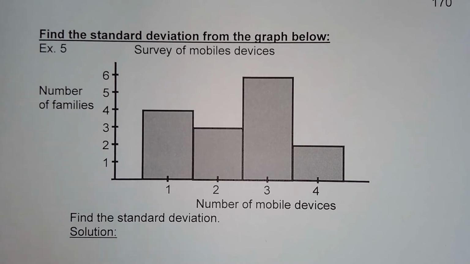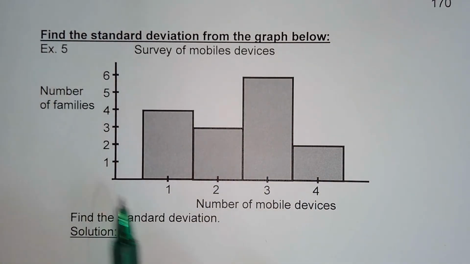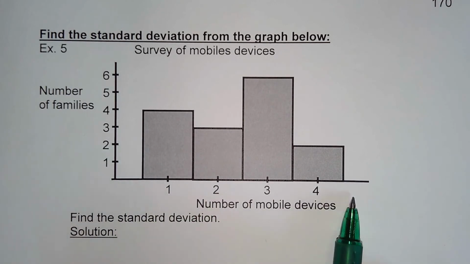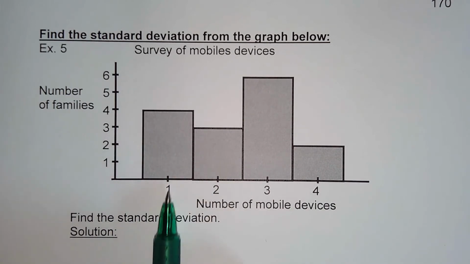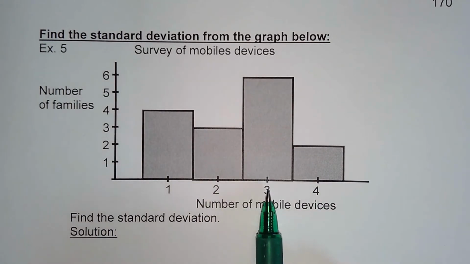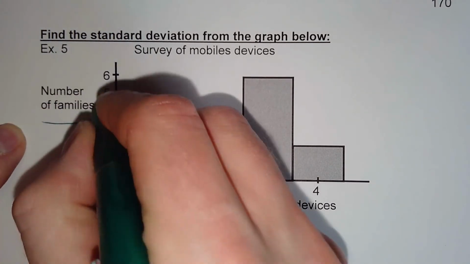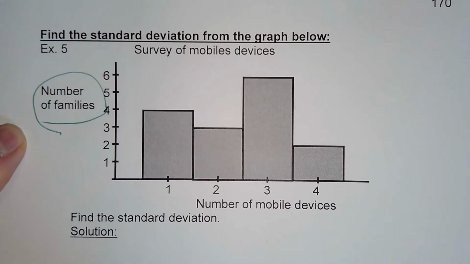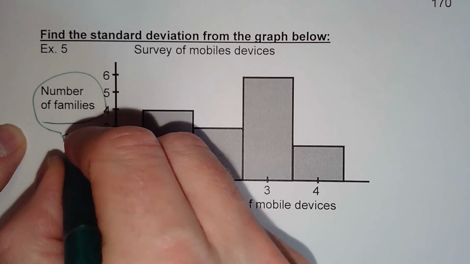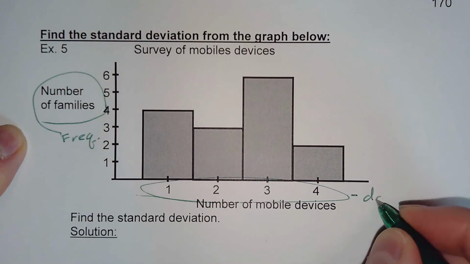In number 5, we have a survey of mobile phones. We've got the number of families, and this is the number of phones. So we have 4 families with 1 phone, 3 families with 2, 6 families with 3, and 2 families with 4. When you talk about the number of families, or the y-axis, that's going to be your frequency. These numbers down here, that's going to be your data.